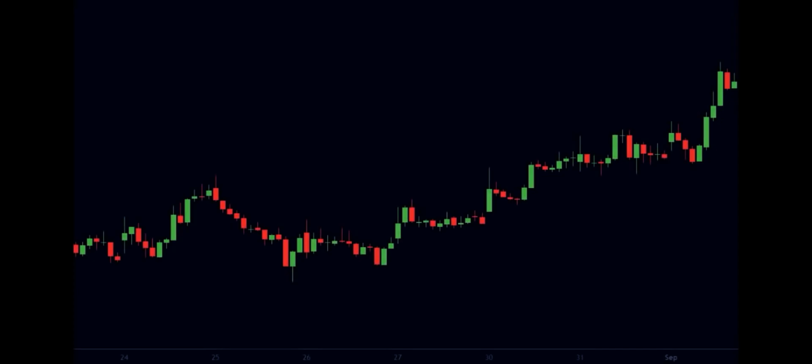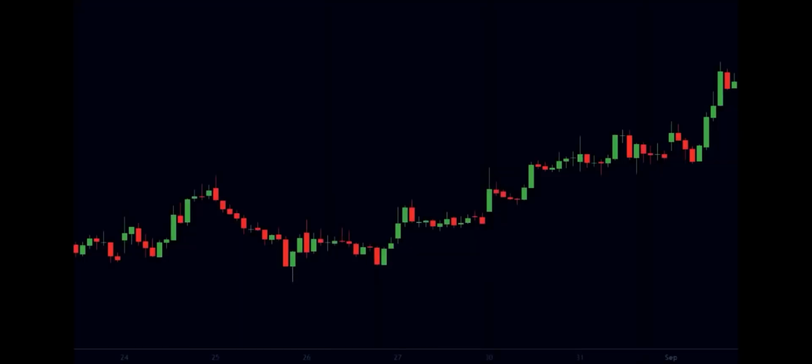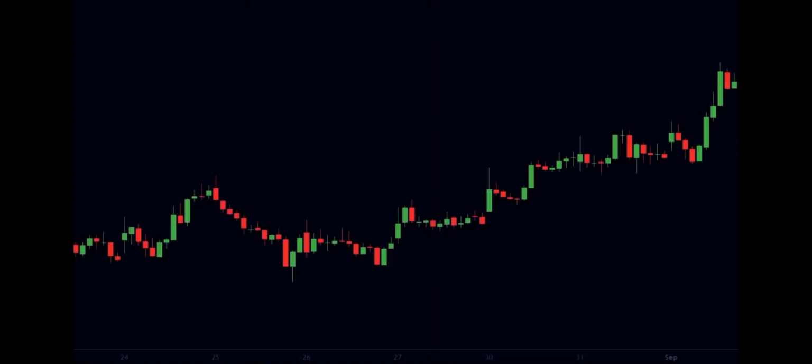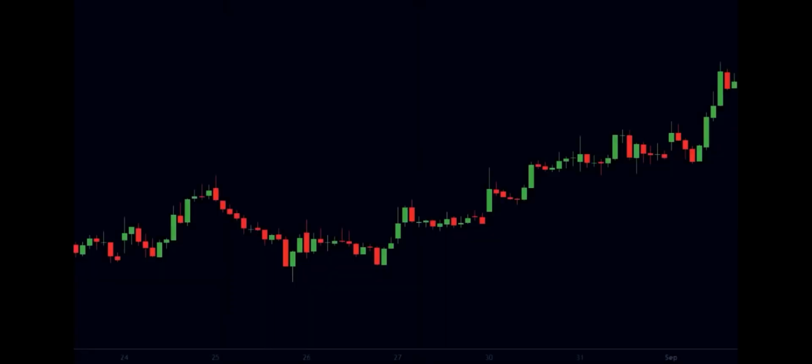First, let's talk about the pin bar candlestick. Most of the traders on YouTube, including me, have shown you hundreds of candlestick formations that you can use in trading. The problem is, it is quite a job to remember all of them. And even more difficult to identify them in real time. So, in this strategy we will be using only one candlestick formation. That is the pin bar candle.